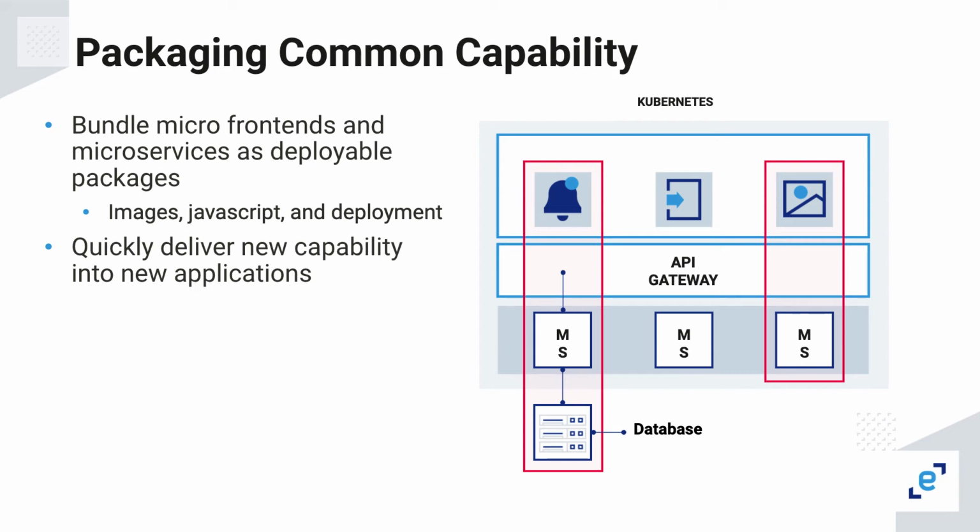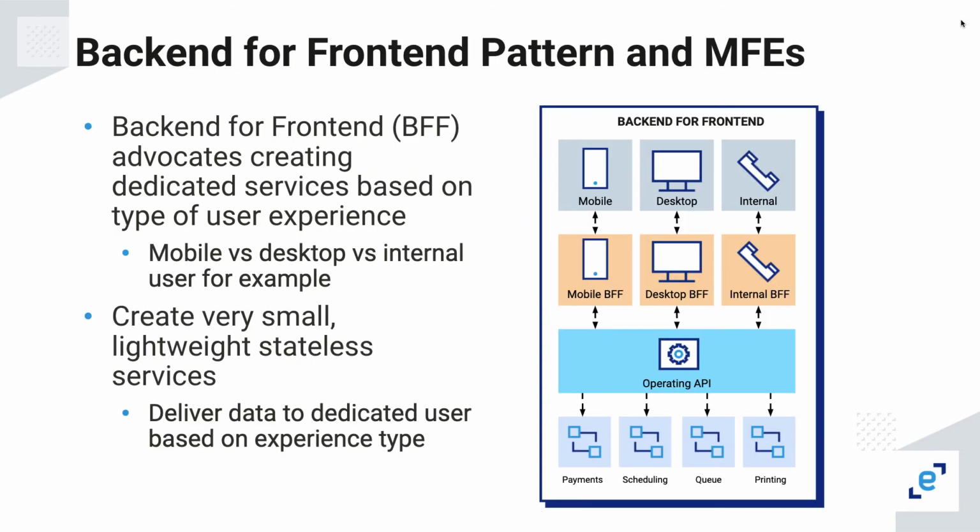So now that we've talked about templating as a pattern, I want to talk about another potential pattern where micro frontends and microservices can deliver a lot of value, and that's backend for frontend. Backend for frontend, or BFF, is a way to create very small, lightweight pieces of functionality that deliver data depending on the experience type of the user. That could be a mobile user, a desktop user, or an internal user. It depends on the type of experience that user expects to have.